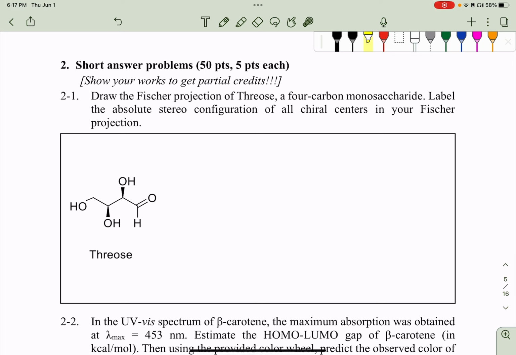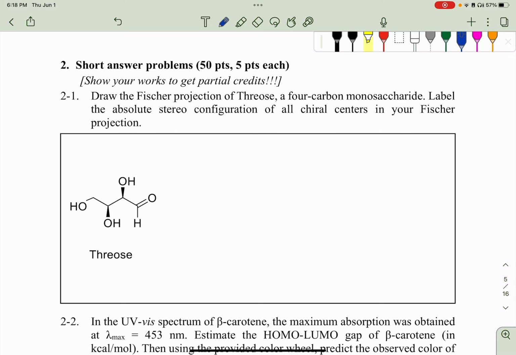Problem 2.1, draw the Fischer projection of threose. So again, you have two different ways to do it. If you're good with Fischer projection, you can just draw it directly. If you're less confident drawing the Fischer projection, you can always assign the stereochemistry of these two chiral centers and then do it the harder way.